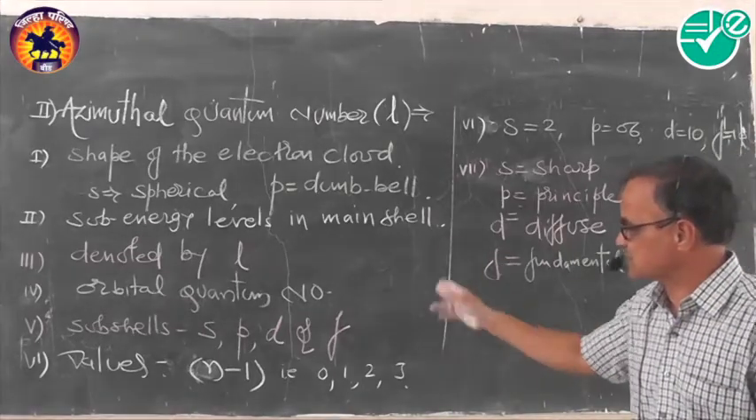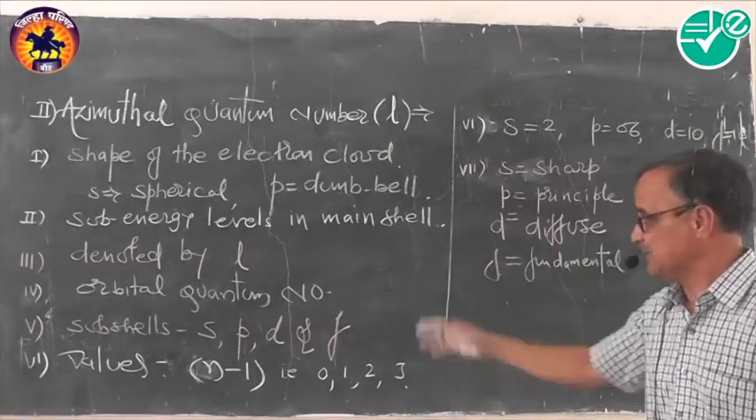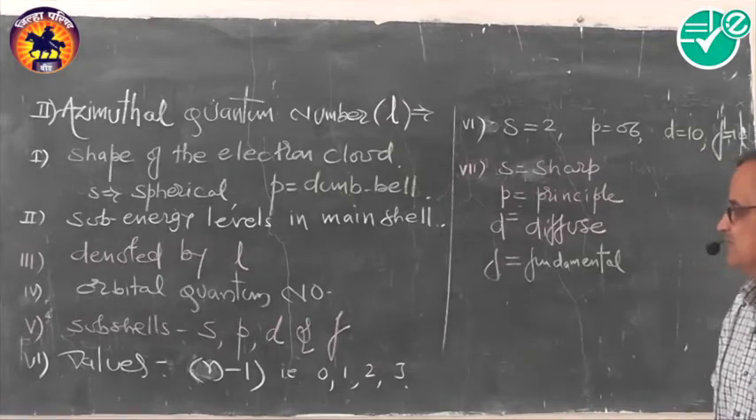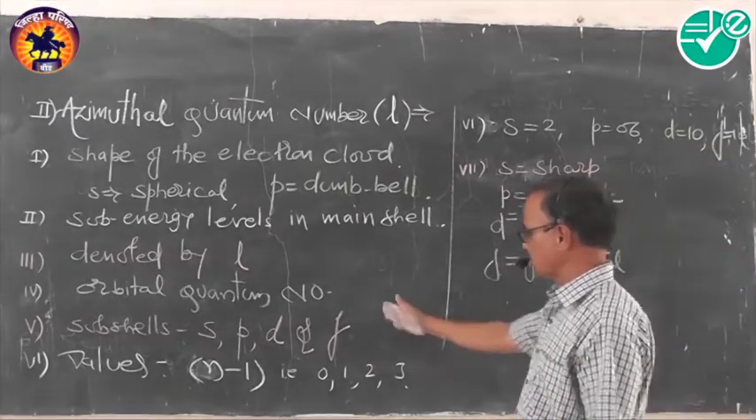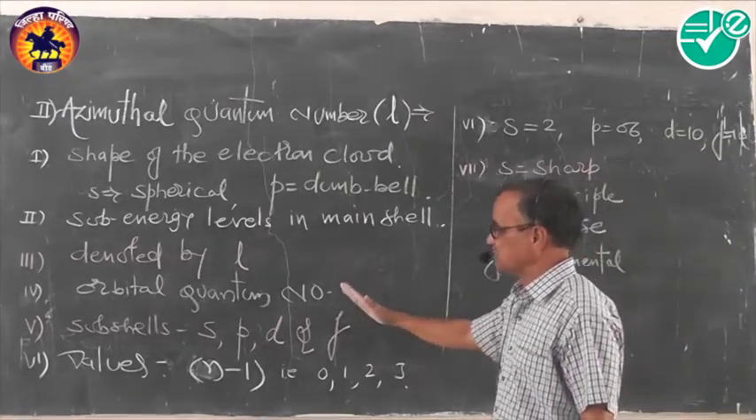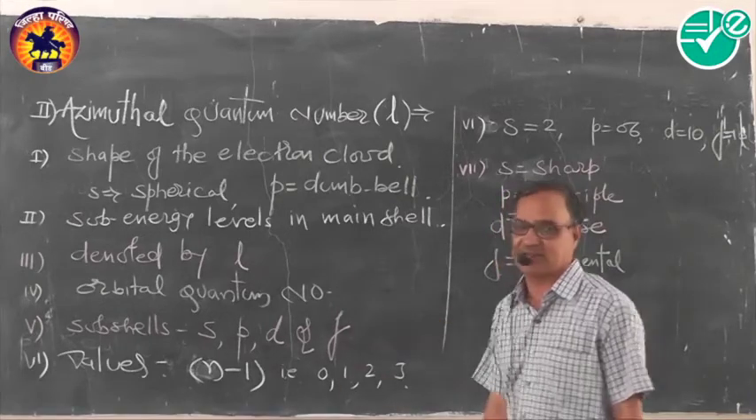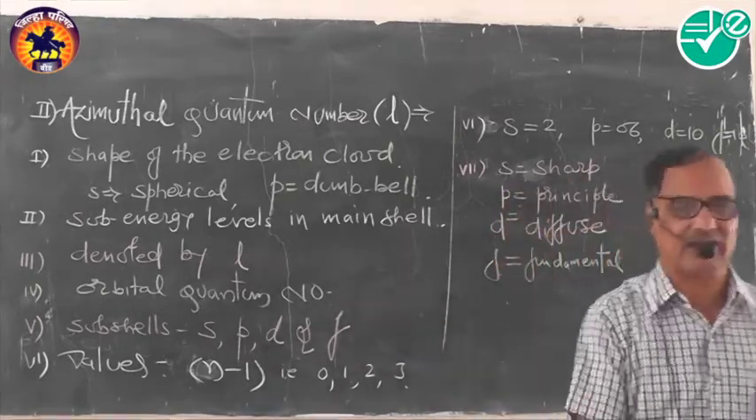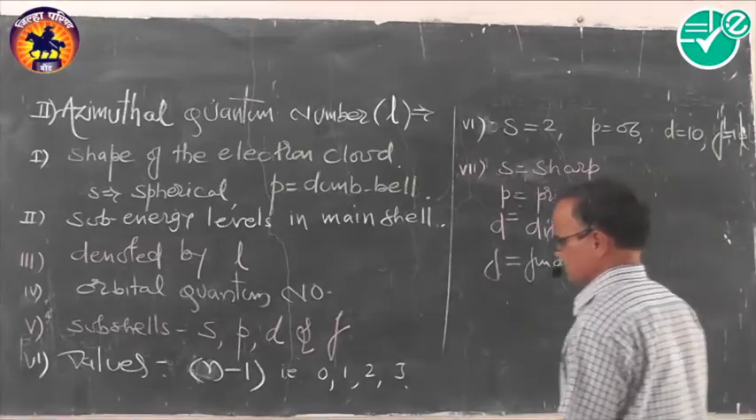It is denoted by small letter l, and this azimuthal quantum number is also called orbital quantum number because it explains the shape of the orbitals like s and p, that is spherical and dumbbell shaped in nature.